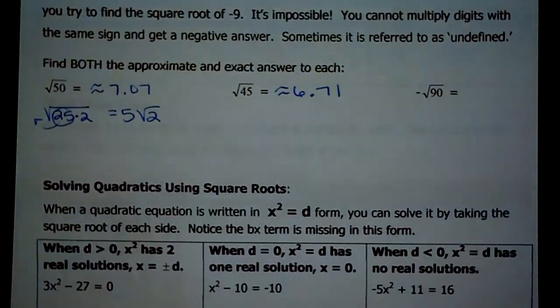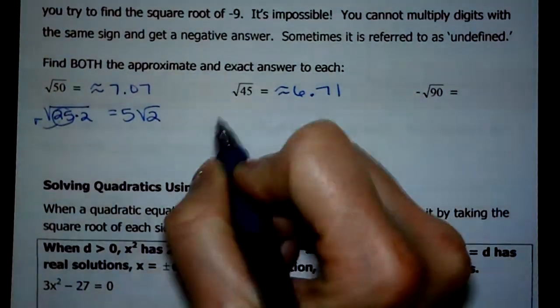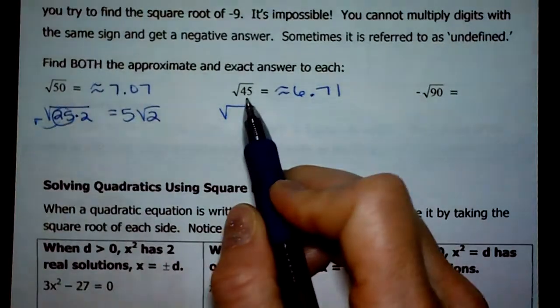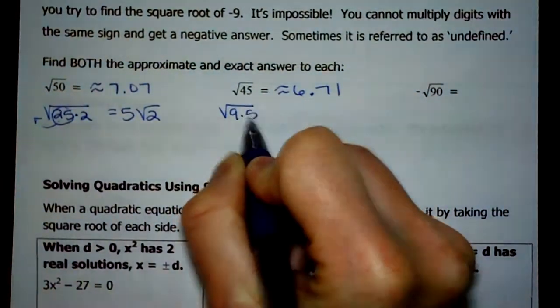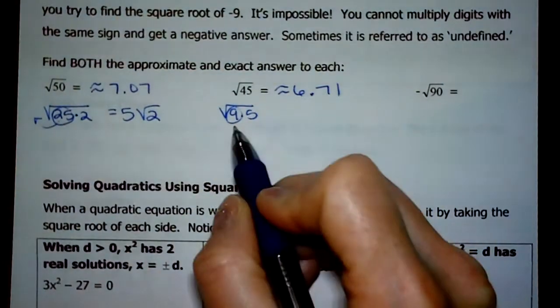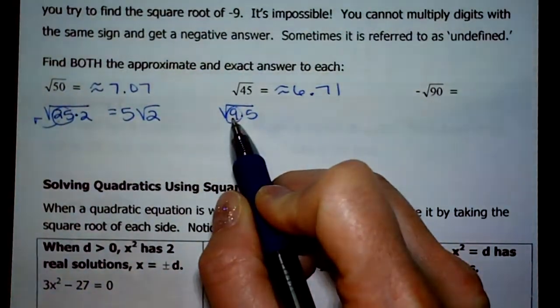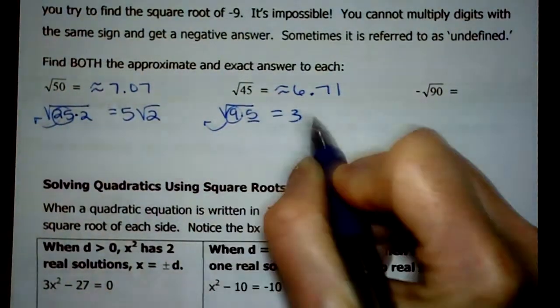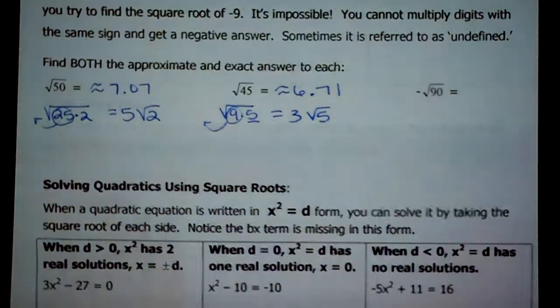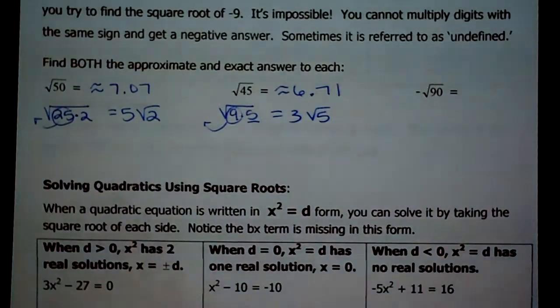To be exact, I'm going to see, does 45 have any perfect square factors? Yeah, 9. 9 times 5 is 45. 9 is a perfect square, so the square root of 9 is 3. It gets to come out. And 5 is left in there because it's not perfect. If you're not perfect, you can't come out.